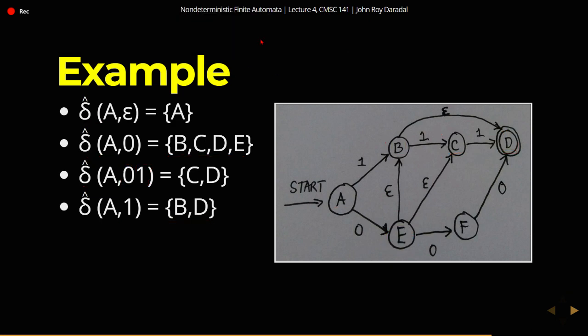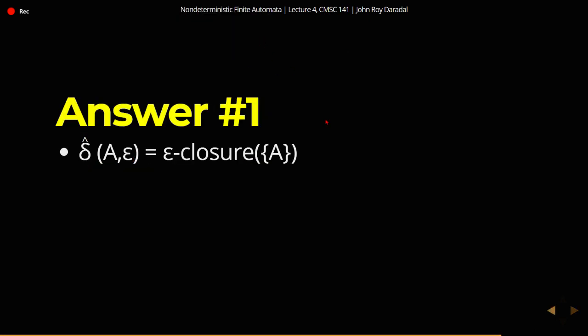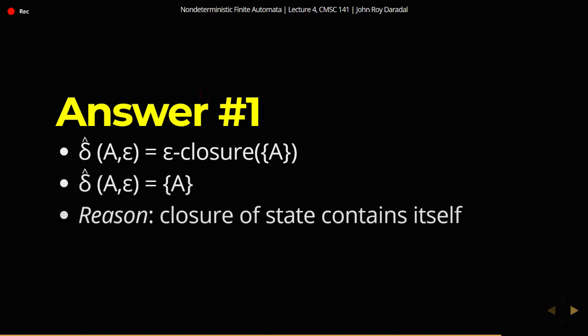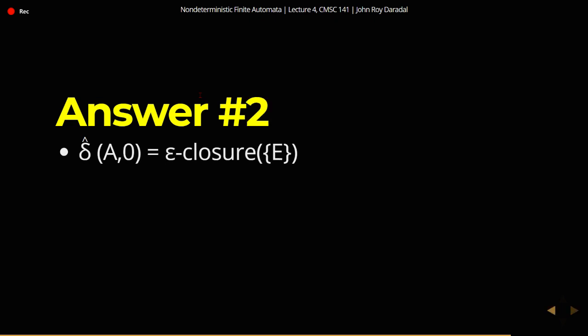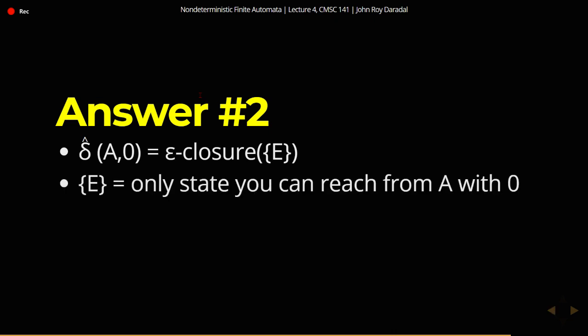Okay, so that's it. The next slides are again just explaining what I explained earlier. So delta hat of A on epsilon is just the epsilon closure of A, which is only A because there are no epsilon transitions. And the closure of a state contains itself. For A on 0, we need the epsilon closure of E, so that is B, C, D, E. And the reason why it's E is because it's the only state that we can reach from A with this input symbol 0.